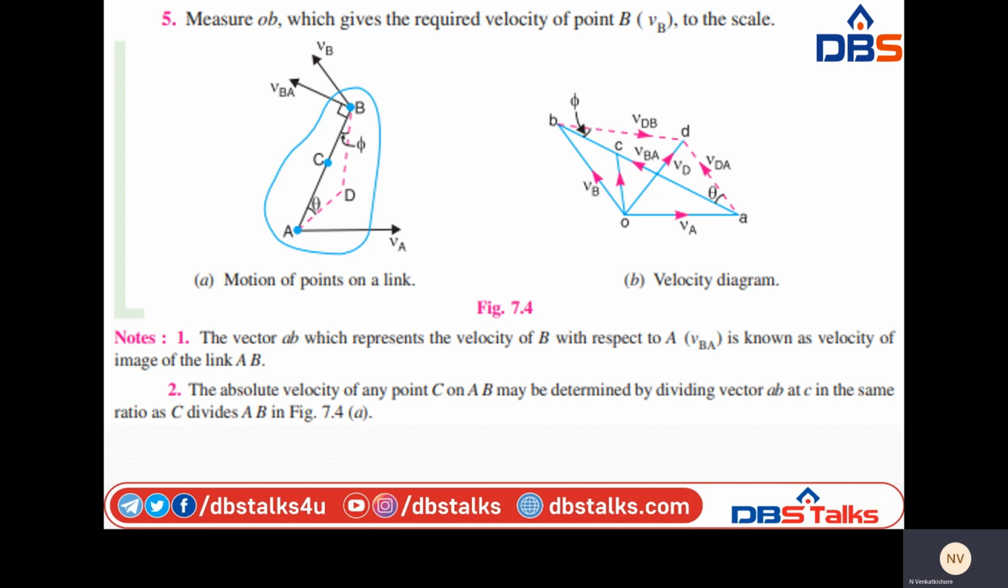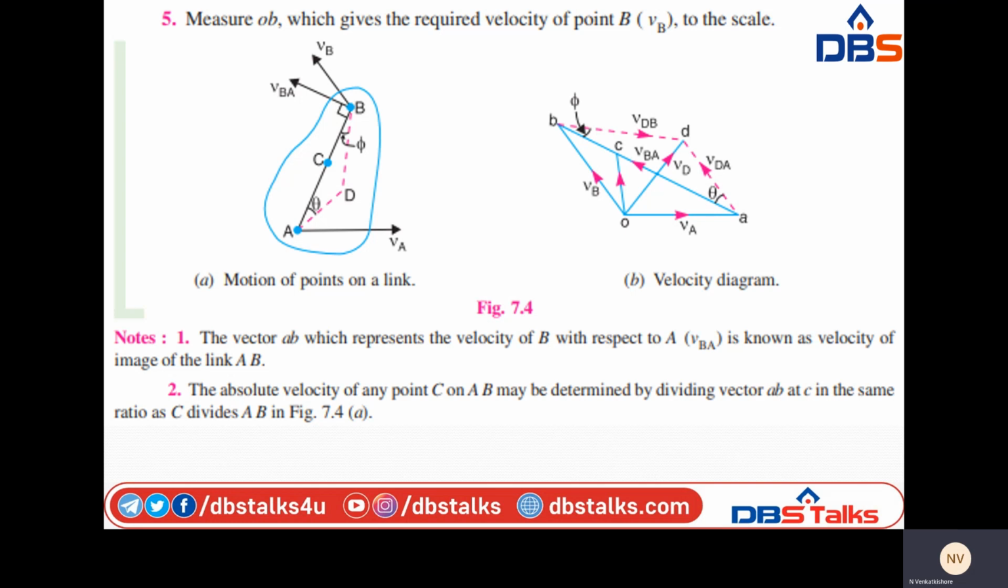So firstly, what we need to do? The vector of A, that is VA, from O, has been constructed to a suitable scale. After that, from A, the VBA vector was constructed. How was the VBA vector constructed? We have drawn a perpendicular to the AB line, which was indicated in the motion of the points on the link. So we are continuing these lines with respect to the velocity diagram.